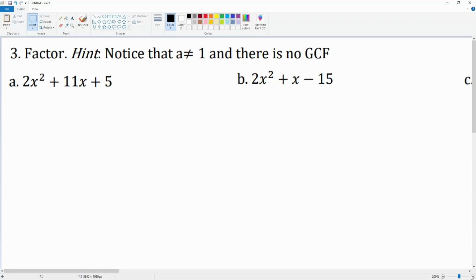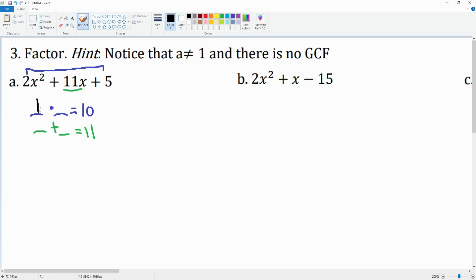Here, we're just going to factor. Notice that the a isn't equal to 1 and there's no GCF. All right, so let's set this up. You're going to find two numbers that multiply to make a times c. In this case, it is 10, 2 times 5. And you want to find something that also adds up to the 11.